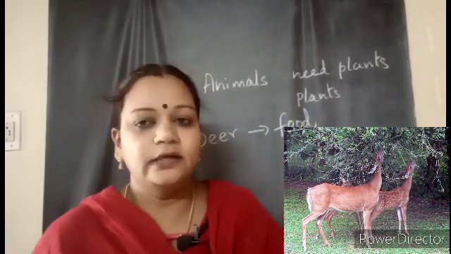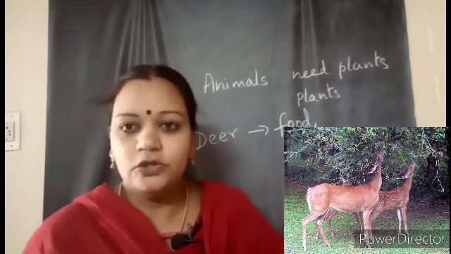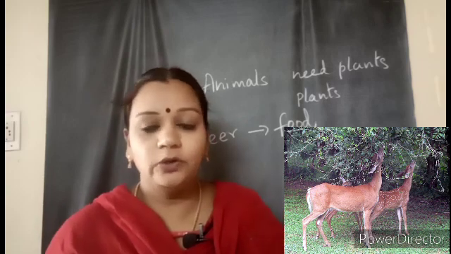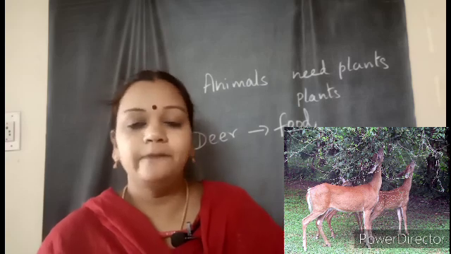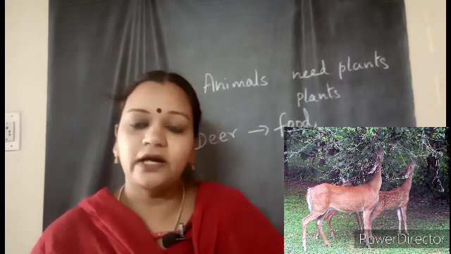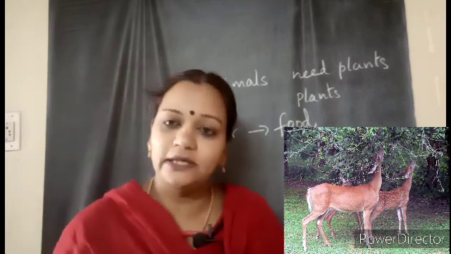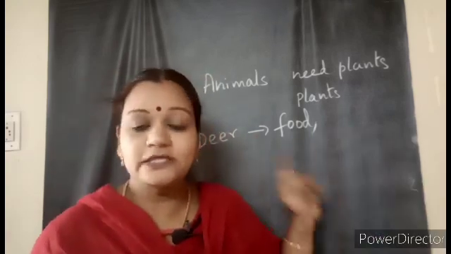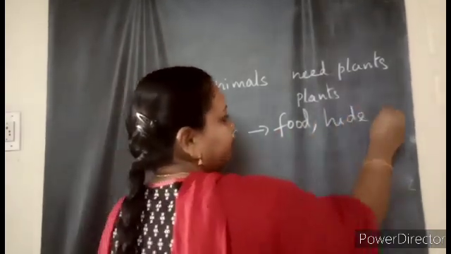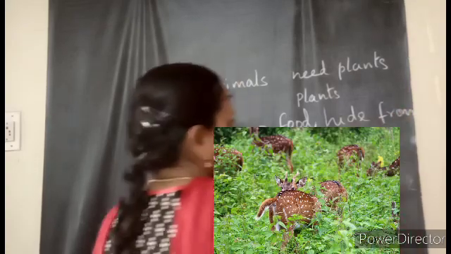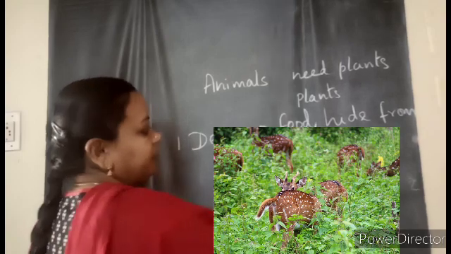Suddenly a lion or tiger comes to kill the deer. You all know what the deer will do, it will start running fast. And when it is running fast, will it not try to hide somewhere, children? In the forest, what will be there? It can hide under the grass or under a tree somewhere. So even the plants help the deer to hide from predators.